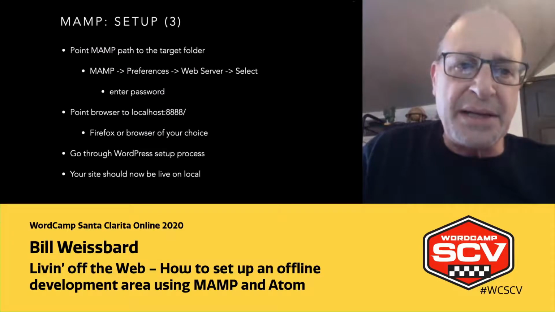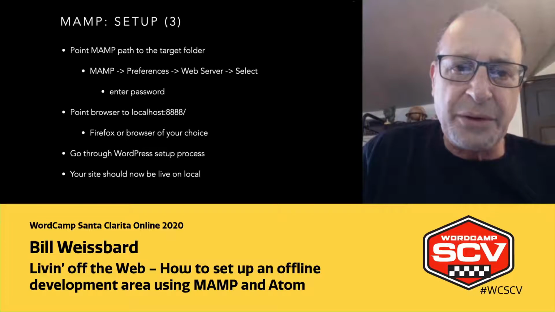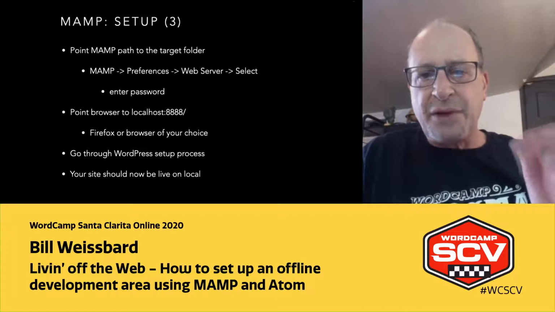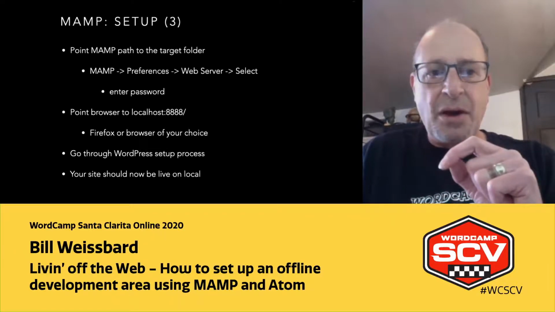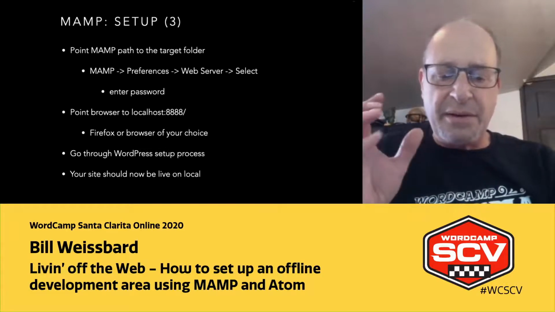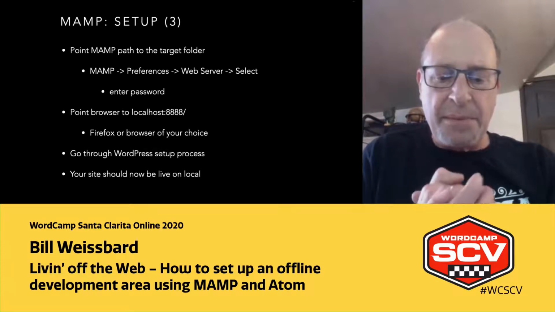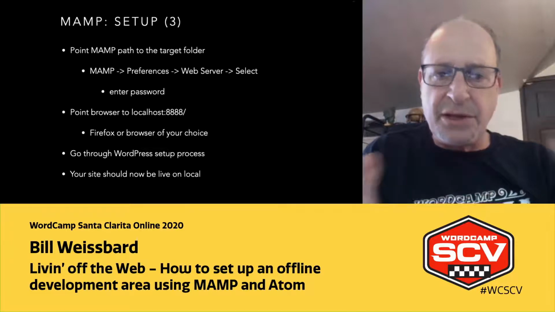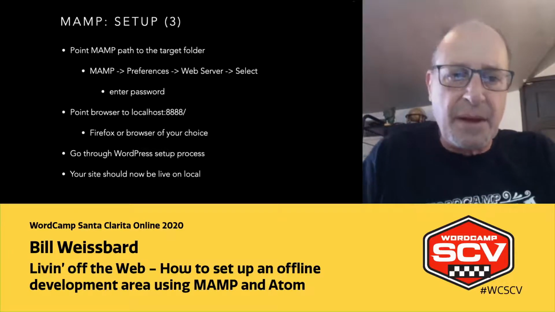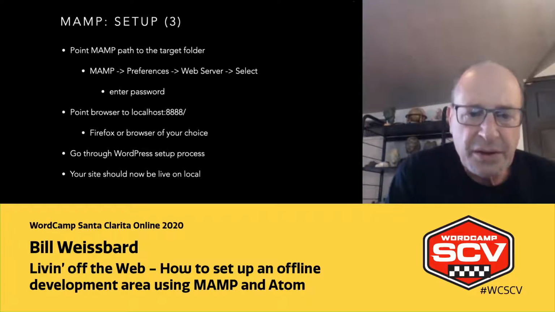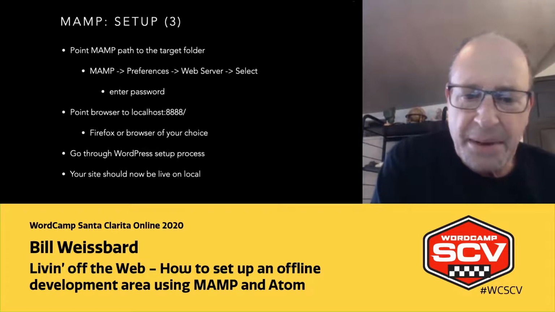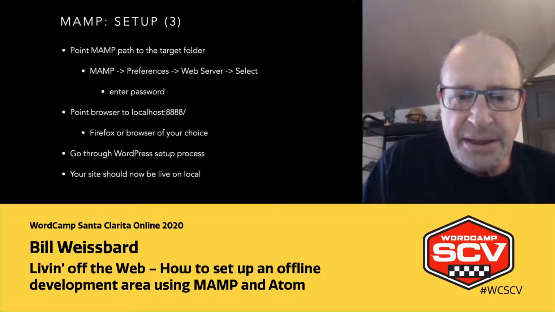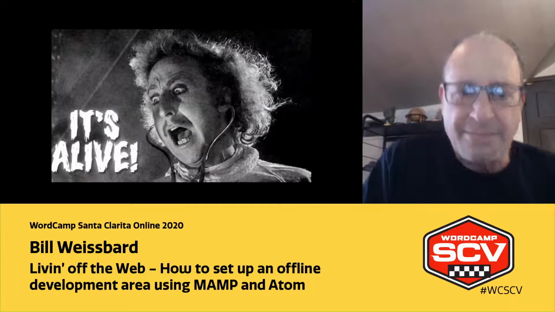Now let's point MAMP to the target folder, again using web server preferences, web server select. By the way, every time you change where MAMP is pointing the Apache server, you have to enter your password. That's your regular Mac password. Point the browser to localhost, go through the WordPress setup, and now your site should be alive. I'm a little scared about this. Yeah, it's alive.